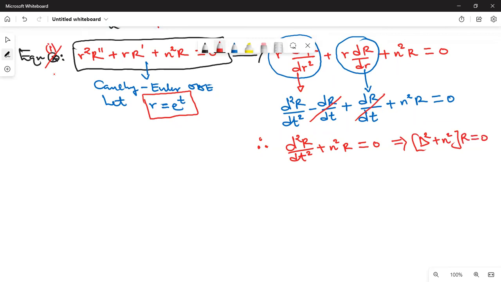And so what is the solution? Of course, the auxiliary equation, you don't need to write so many things now. Auxiliary equation, let me just write in the short form, that should be d squared plus n squared equals 0. What about the roots?